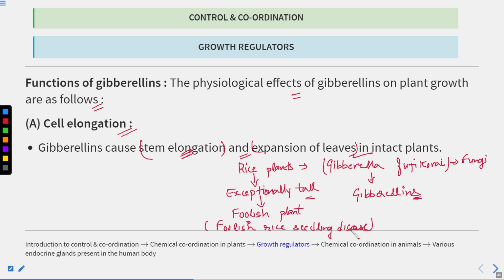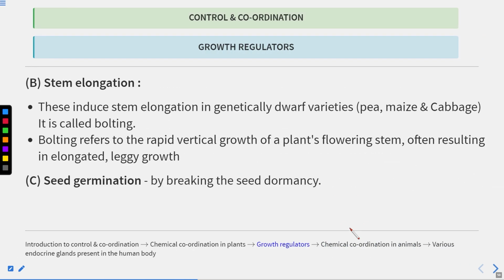Now, this was the first function of the gibberellins. The next function is stem elongation. It is also involved in stem elongation. These induce stem elongation in genetically dwarf varieties such as pea, maize, as well as cabbage. And this process is known as bolting. Bolting is the elongation of the stem.